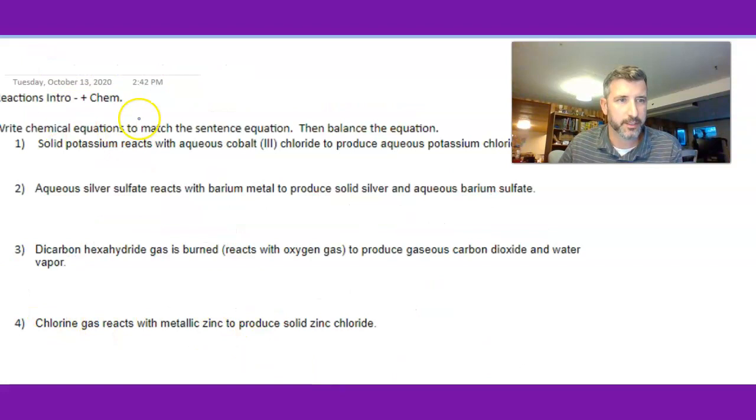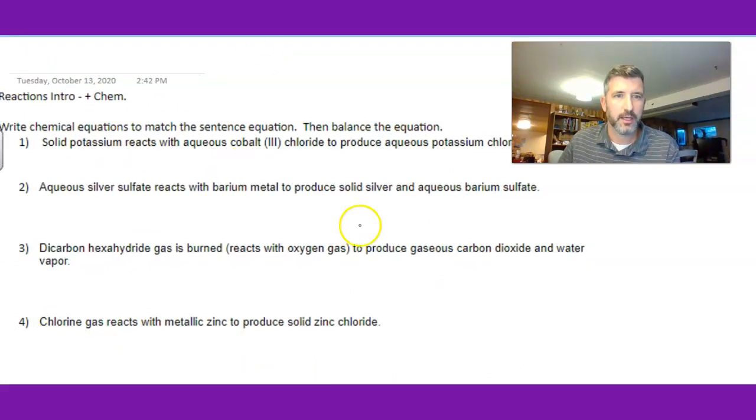Okay, so this is what the worksheet looks like. I want you to write the chemical equations and then balance them.